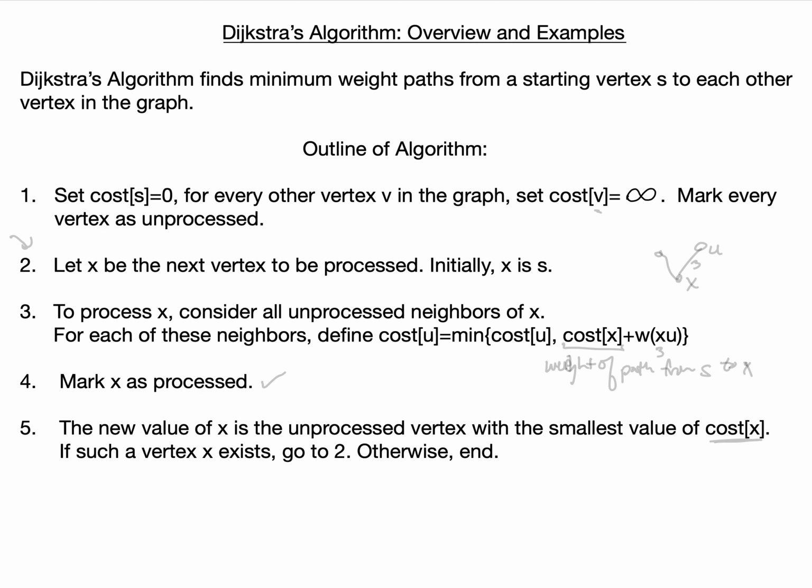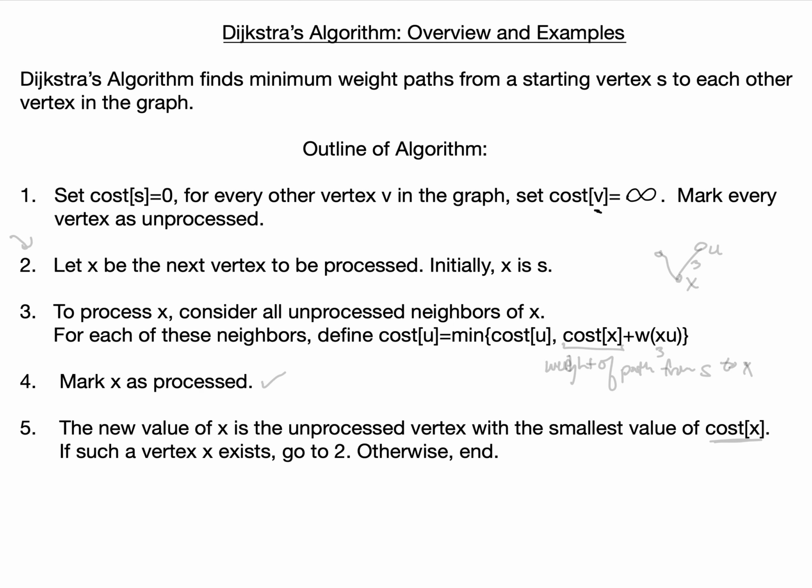We set the cost of the starting vertex S to be 0, and for every other vertex V in the graph, we set the cost of V to be infinity. And we mark all of the vertices as unprocessed. So the cost of a vertex is the cost of the so far known minimum weight path to get from the starting vertex S to whatever other vertex is in the brackets.